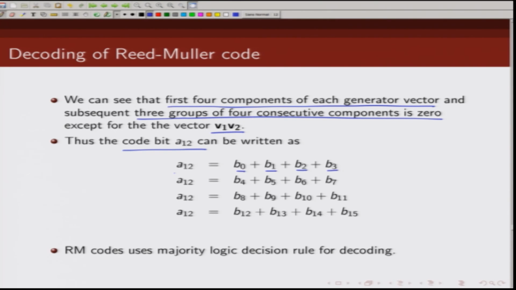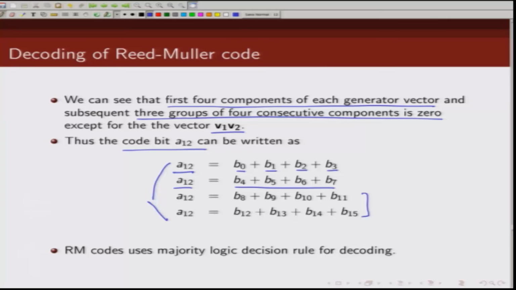So, I can get information about A12 by looking at these first 4 columns or first 4 bits of this code word. Similarly, the next 4 bits of the code word, if I add them up, I can get another independent information about A12, and same thing I can get from the next set of 4 coded bits. So, what you can see is I am getting 4 independent views about what A12 is. Now, the decoder can take a majority logic decode. If there is no error, of course, all of them will tell me that A12 is the same bit, whether it is 0 or 1.